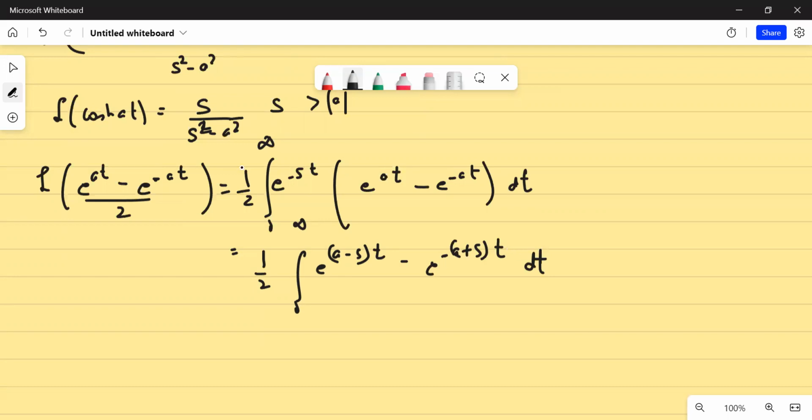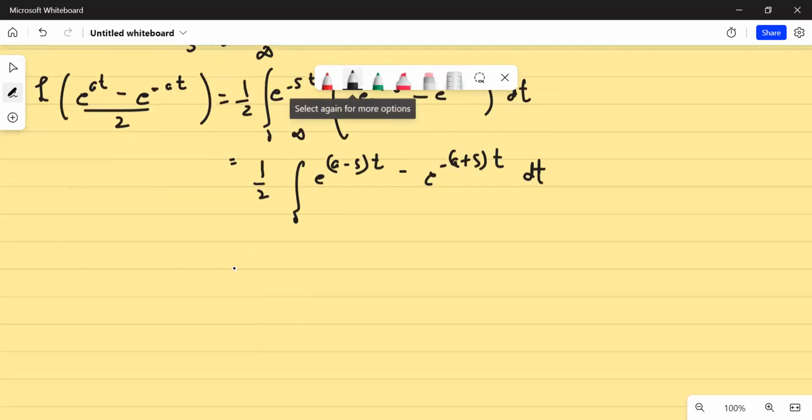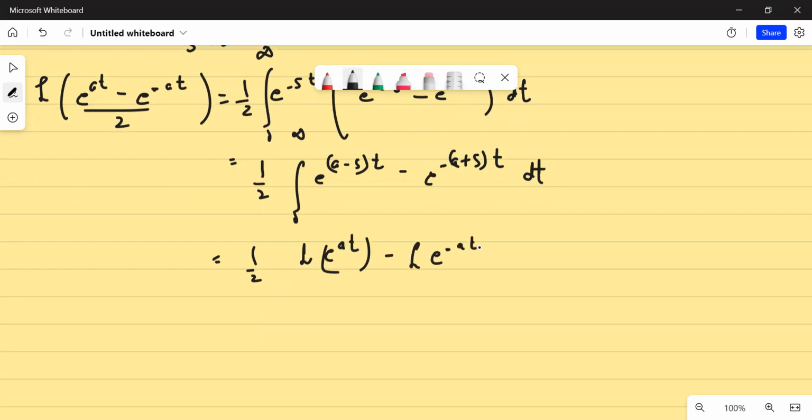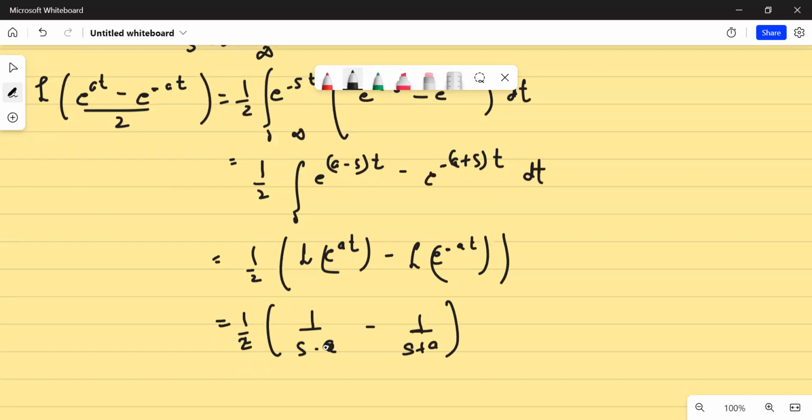Is that clear? And what is this? This is equal to the Laplace transform of e to the power at here, minus the Laplace transform of e to the power minus at here. Isn't it? And this would be 1 upon s minus a, minus 1 upon s plus a, and the 1/2 will follow, obviously. And this is true only if s is greater than a, and this particular term is true only if s is greater than minus a.